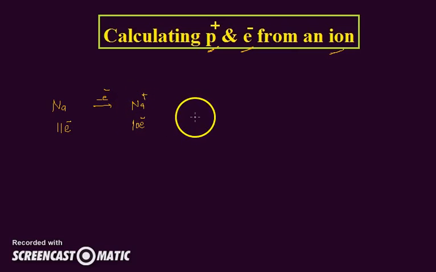Now let me take one more example, in case an atom gains electrons. Here we have a chlorine atom, and it has atomic number 17. It means that it has 17 electrons, and it gains one electron. It means that when it gains one electron, it carries a negative charge. Negative charge shows that it has gained one electron, and positive charge shows that it has lost one electron. Since it is gaining one electron, we add 1 to 17. As a result, it has 18 electrons.